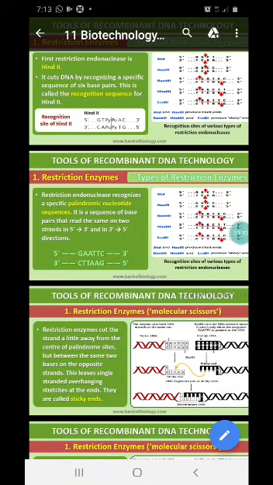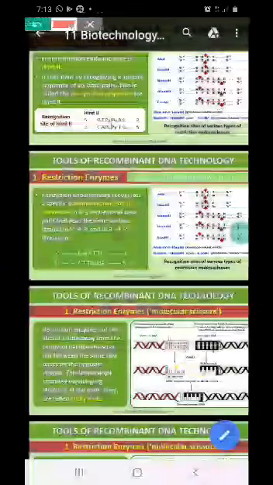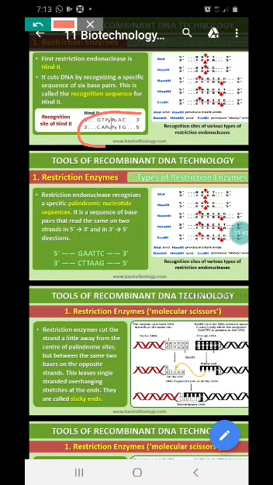See, the first restriction endonuclease is HindII, whose recognition site is this one. This is the recognition site of the HindII restriction endonuclease. See, this is what I told you about the palindromic site. GAATTC, and this way when you read it again, GAATTC, right? You can make your own palindromic site of 6 base pairs.